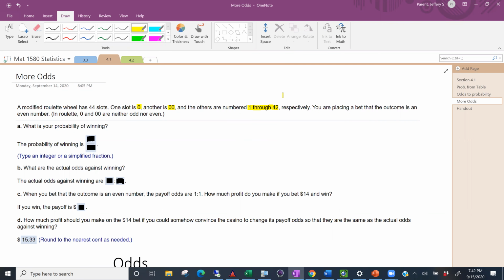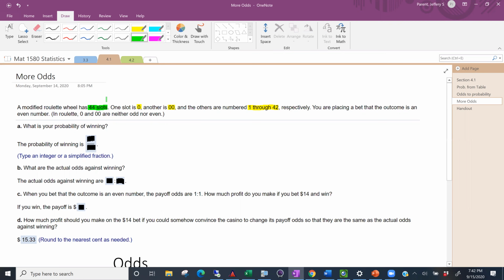So we're going to start with the probability of winning. Call this example F. Probability of winning. Well, I'll help out here a little bit. There are 44 slots in our wheel, so that's going to be our denominator.